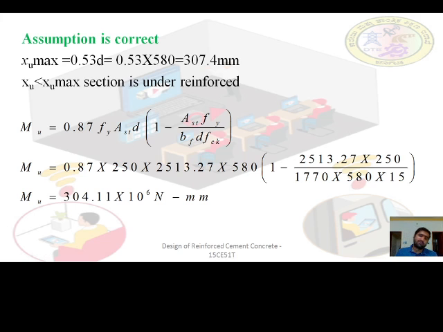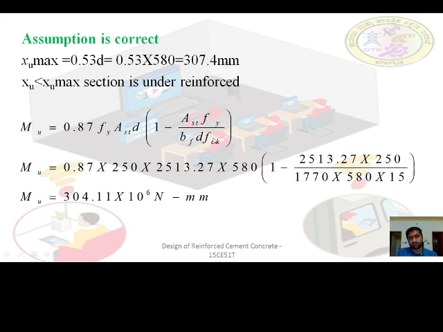So for the under reinforced section, in order to calculate the moment of resistance, from page number 96 of the IS code, I will pick the formula and write it down over here. For this formula I will substitute the values. See here, Fy, grade of the steel, is 250. AST, the tensile steel area, is 2513.27, into depth, effective depth is 580 mm. So 1 minus AST 2513.27 into grade of steel 250.